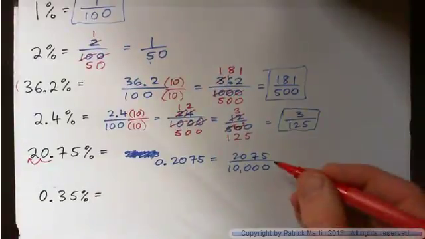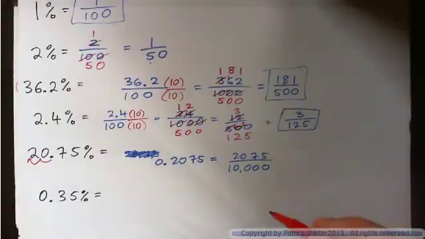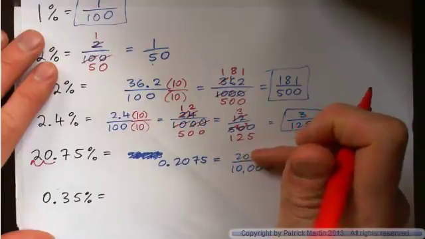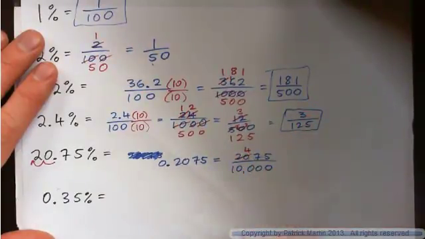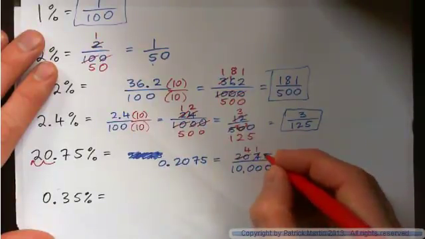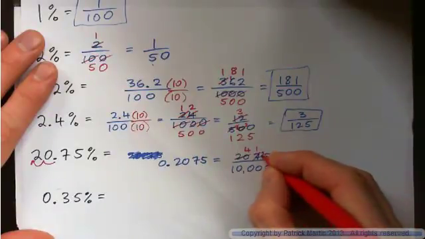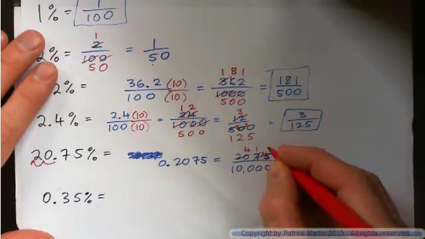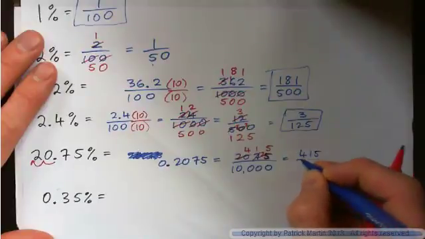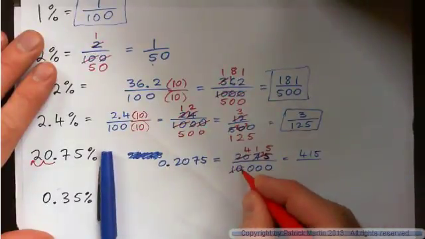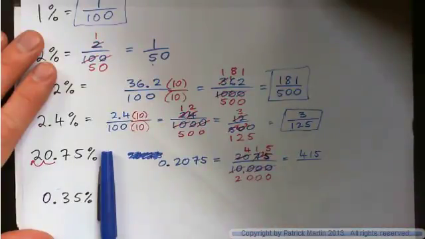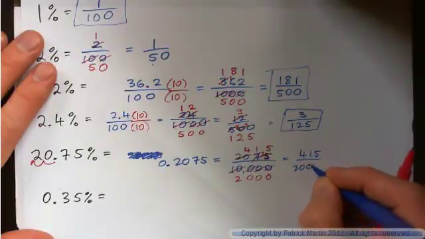Now, because this ends in a 5 and this ends in a 0, I know I've got multiples of 5. I can get 5 into both numbers. So 5 into 2 won't go, but 5 into 20 goes 4 times, right? 5 into 7 goes once, remainder 2. 5 into 25, 5 times. So I get 415 over. Now, 5 into 10 goes twice. 5 into 0, 0 times. 5 into 0, 0 times. 415 over 2000.